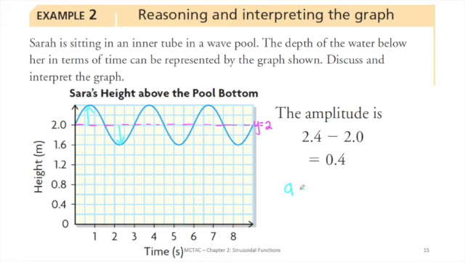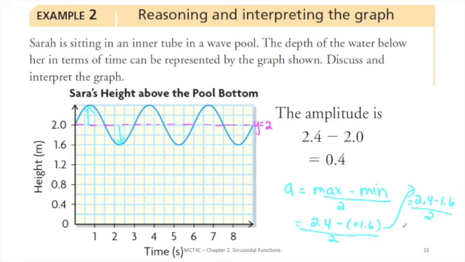Another way, so this isn't using the equation quite correctly. Remember that your amplitude is going to be your max minus your min divided by 2. Your max is 2.4 minus that positive 1.6, all divided by 2. So 2.4 minus 1.6 is 0.8. Divided by 2 is 0.4 meters. Okay, should add meters in there.